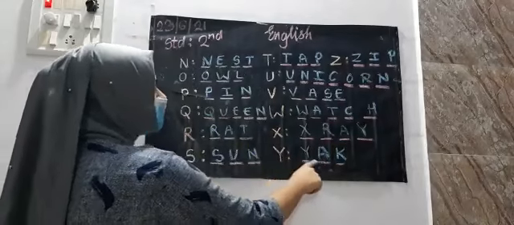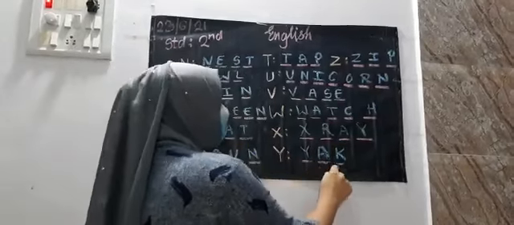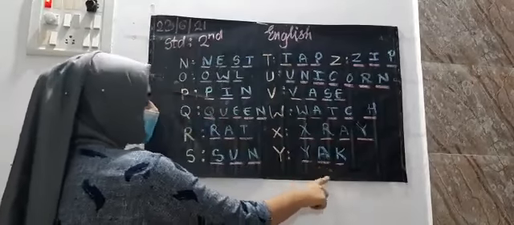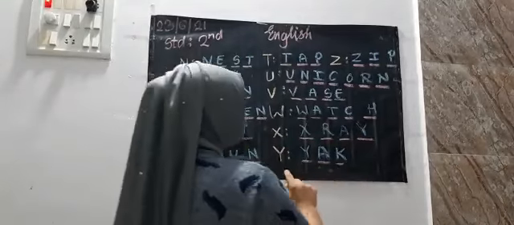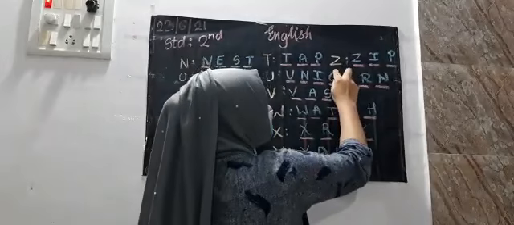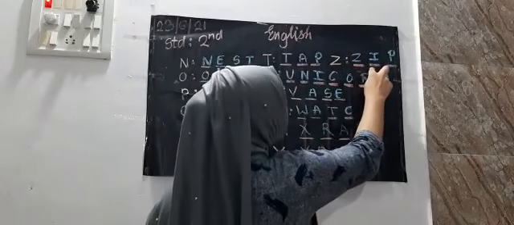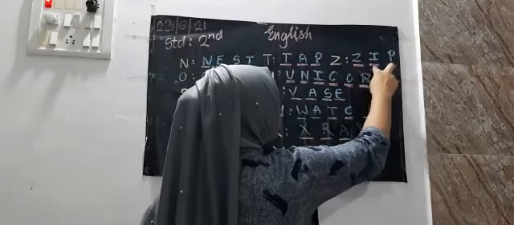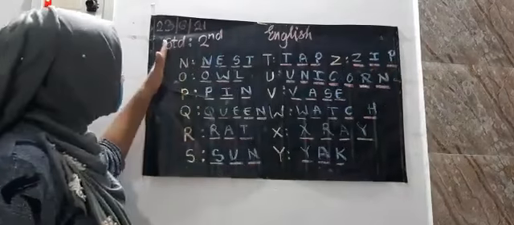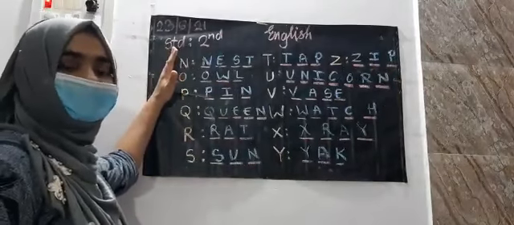Y. Y for yak. Y-A-K. Yak. After Y which alphabet? Z. Z for zip. Z-I-P. Zip. So you all read these alphabets and write in your notebook.